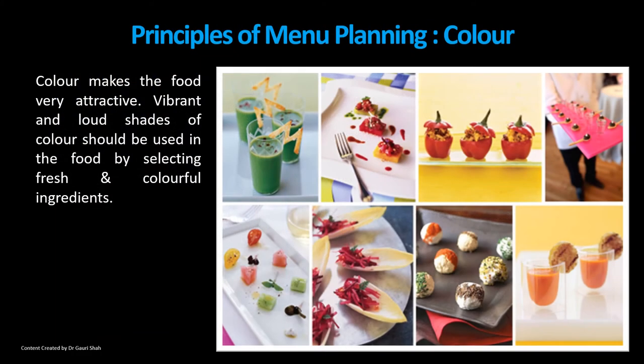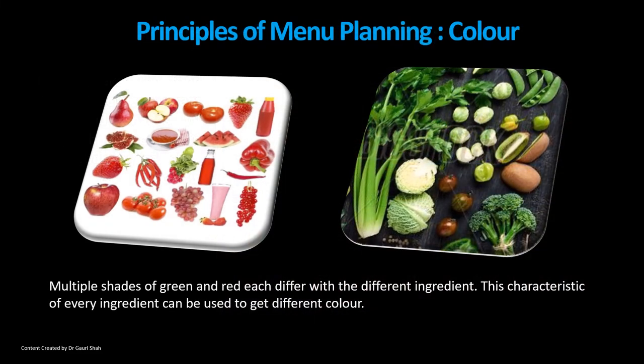Color. Color makes the food most attractive. At the same time, good use of vibrant and loud shades of color is very important to make the food attractive, which is possible only by using fresh and colorful ingredients. Various shades of reds, greens, oranges are naturally available depending on what type of ingredient we are using. Different fruits and vegetables of red, different fruits and vegetables of green, when we combine them together, we create different shades. At the same time, these different shades make the menu.